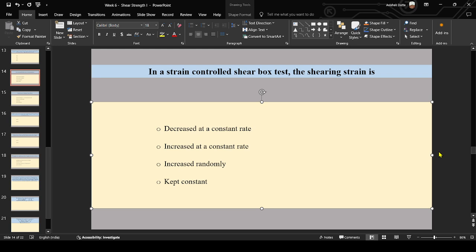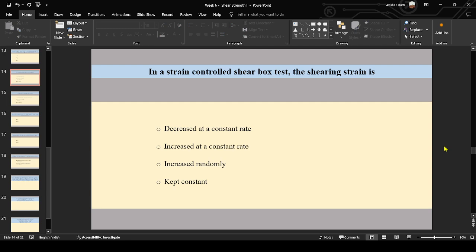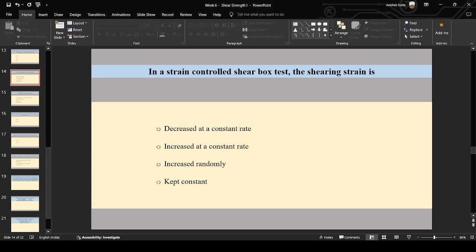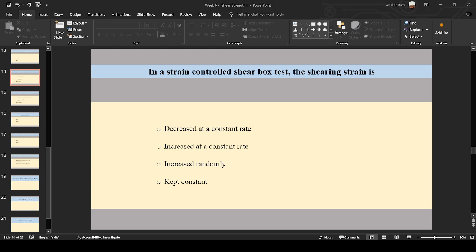The shear box test is the direct shear test. There are two kinds of tests, strain controlled or stress controlled. I believe you are familiar with these two kinds of tests. So, in a strain controlled test, how is the shear strain varied during the test?